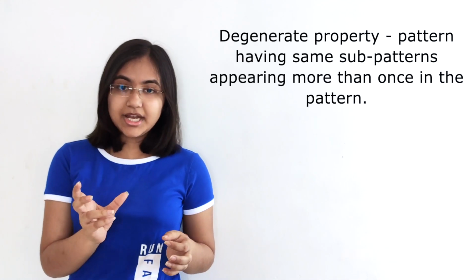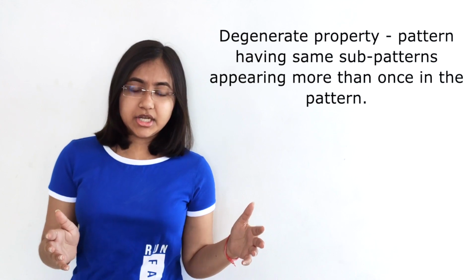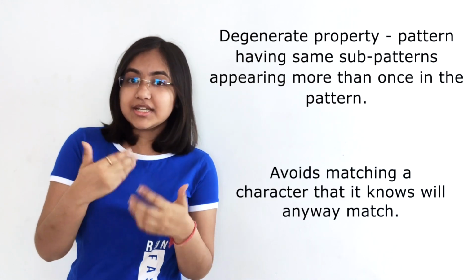It means that the pattern has a sub-pattern which repeats itself more than once throughout the entire pattern. The KMP algorithm uses this property and avoids matching the characters which it knows will match anyway. Now let us move on to the actual implementation of the algorithm.